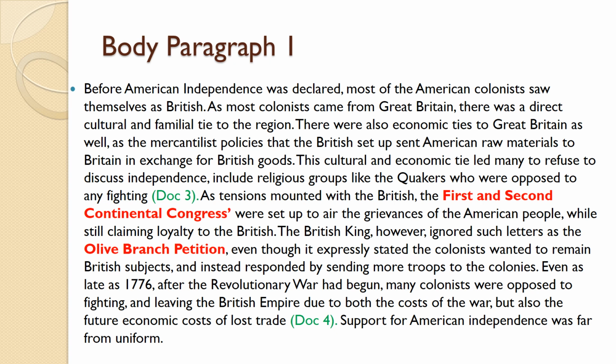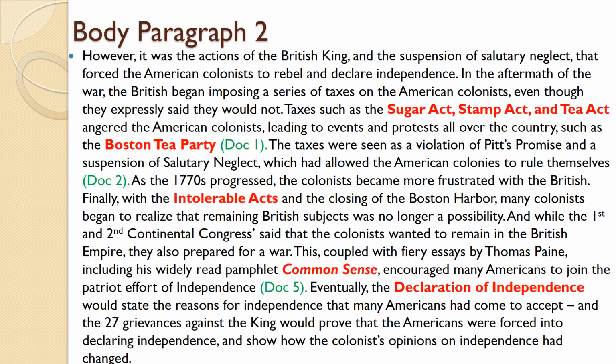Even as late as 1776, after the Revolutionary War had begun, many colonists were opposed to fighting and leaving the British Empire due to both the costs of the war but also the future economic costs of lost trade. Support for American independence was far from uniform. Again, I could probably give some better analysis for Doc 4, but I feel pretty confident at this point in the essay that I've done what I need to start scoring points.